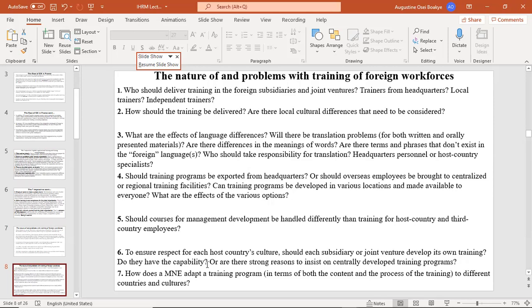How do multinational enterprises adapt a training program in terms of both content and the process of the training to different countries and culture? So primarily when it comes to the design, development, and implementation of training programs in multinational enterprises, these are the sort of problems or issues, or if you like, dilemmas that they go through in an attempt to settle on the best strategy that can help them achieve their long-term objectives.